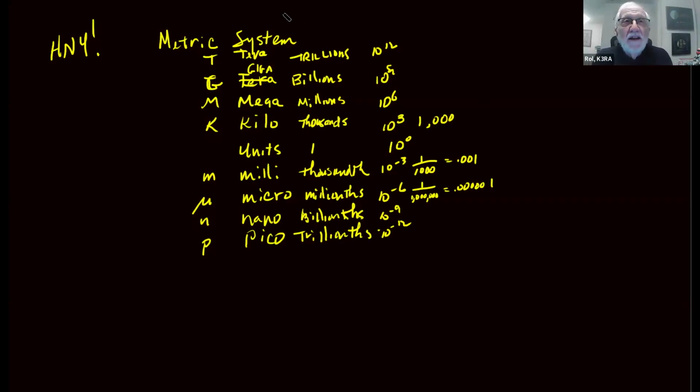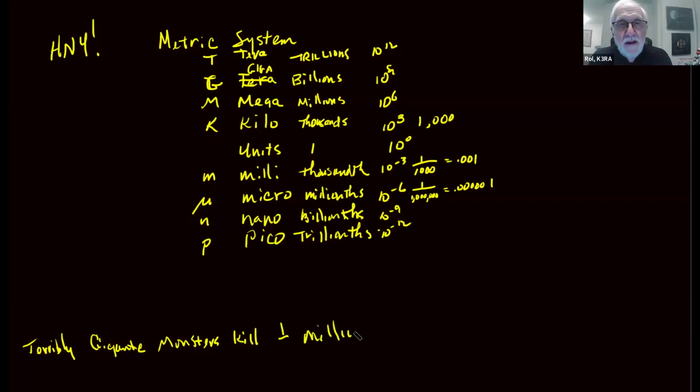It'll take longer to write it out than it's worth, probably, but: terribly, gigantic, monsters, kill, 1 million. Now this is a little confusing because we're only talking about the milli here. Men, napping, peacefully. If you can't remember the order they go in, that's it.